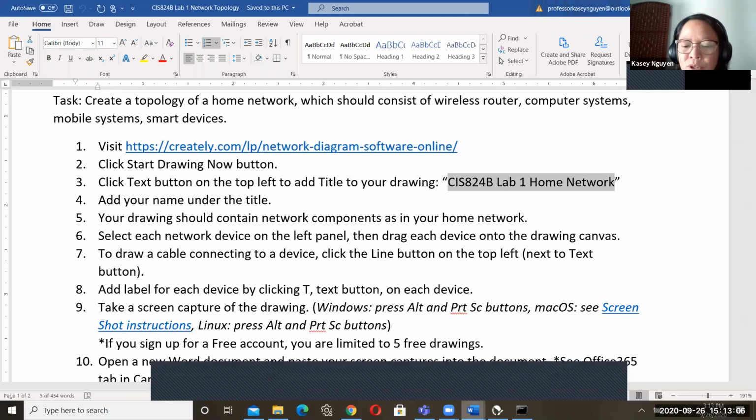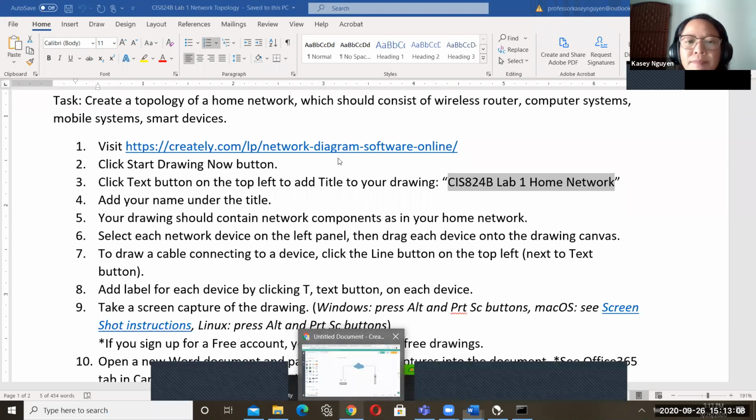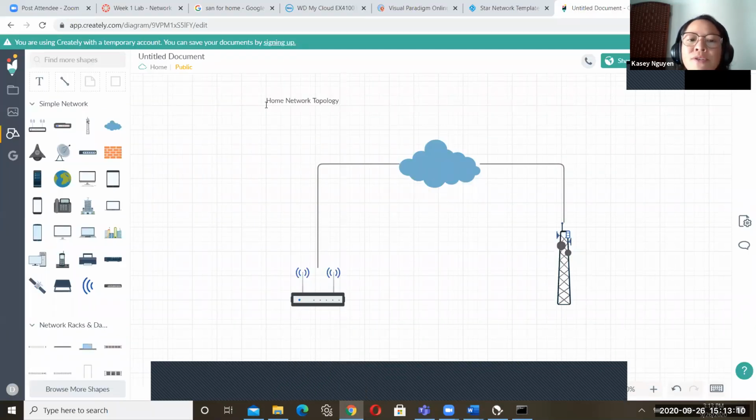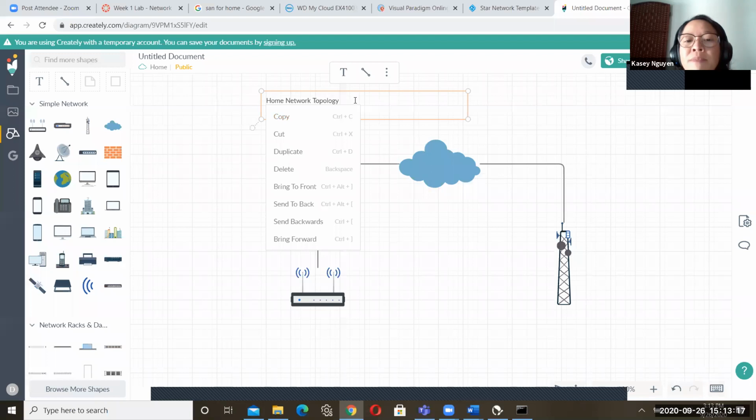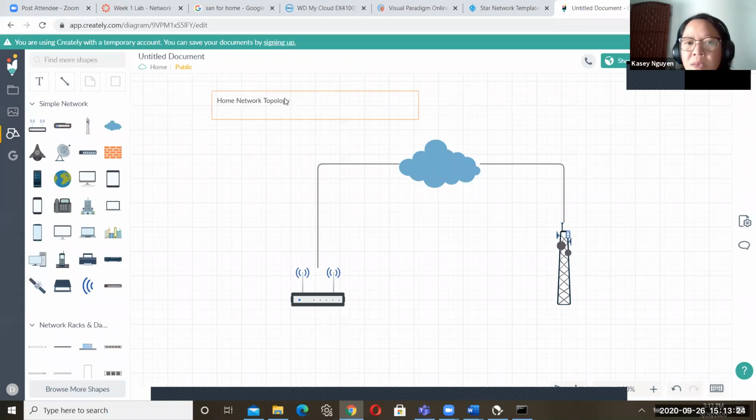But when you do this professionally, use the tool that your company would approve, of course, because sometimes you don't want your network topology to be floating around and shared on people's clouds. Okay. So let me retype this. Okay. So this is our lab 1 home network, and then we want to put our name.